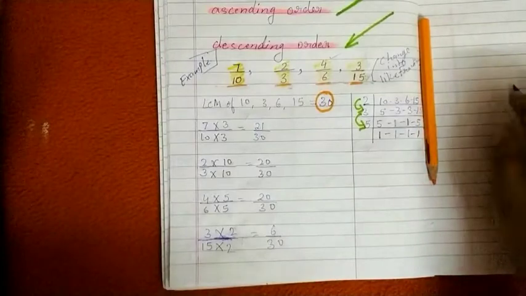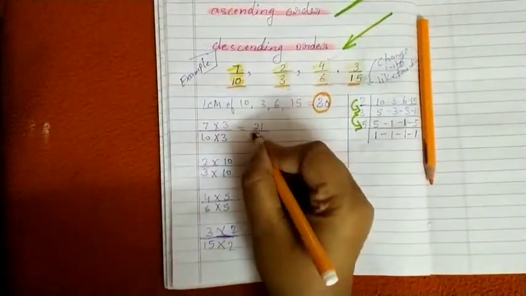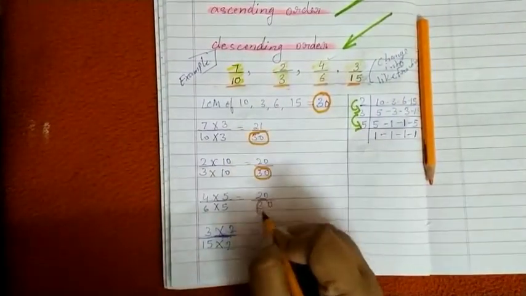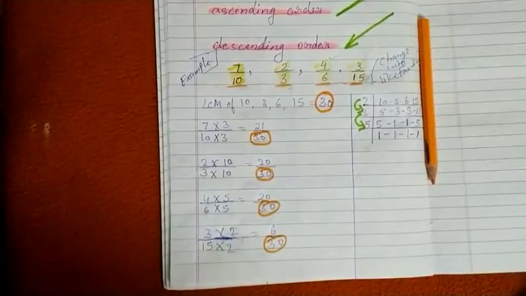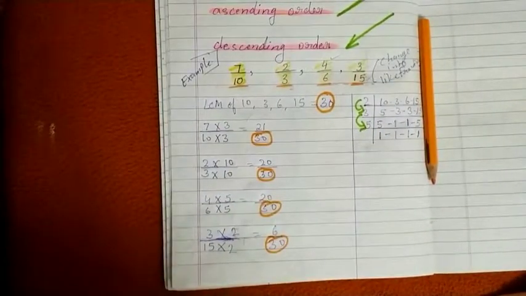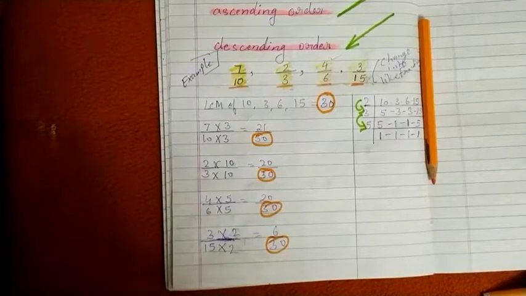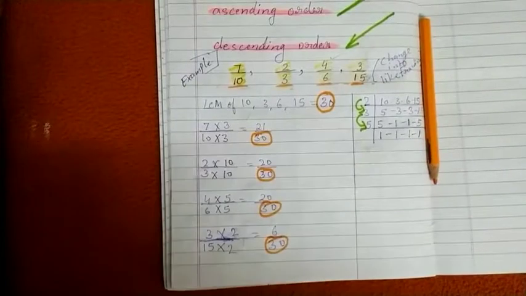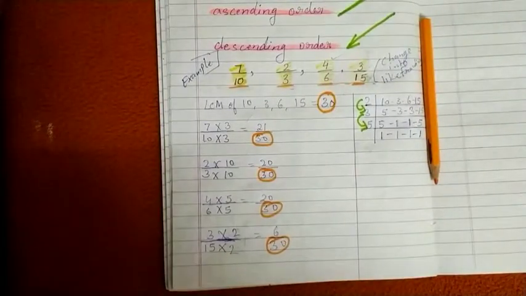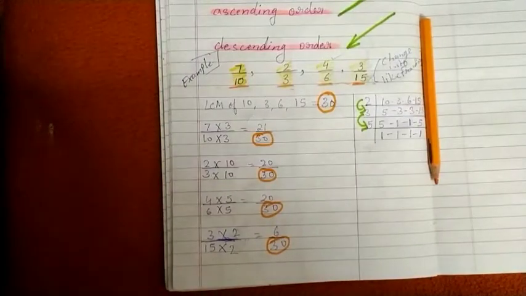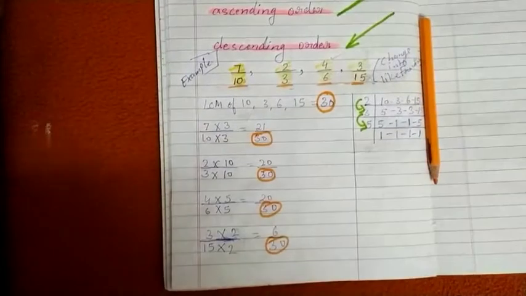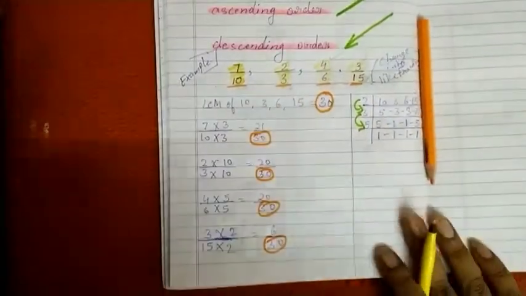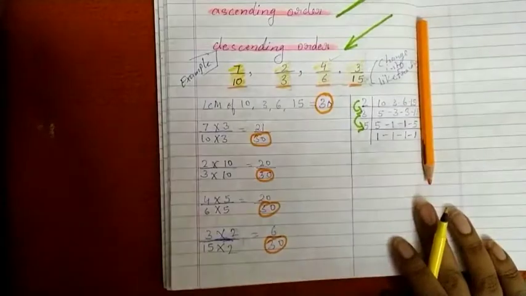Now see all the numerators. Now you can see, children, all the denominators are 30. Now according to the rule, children, among these fractions the biggest numerator will be the biggest fraction.